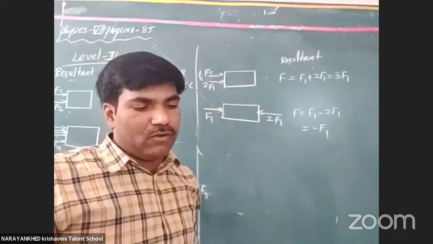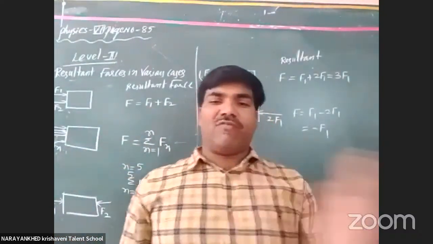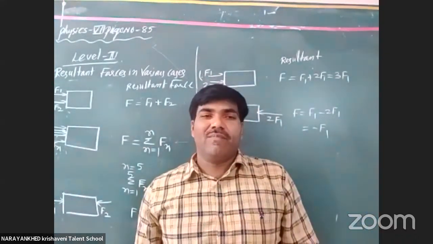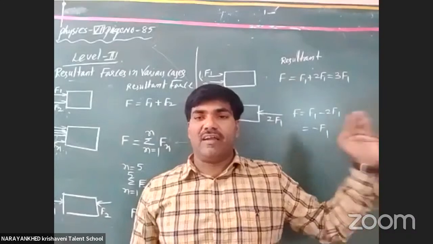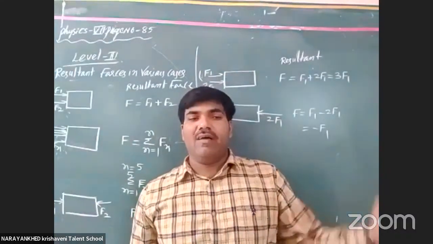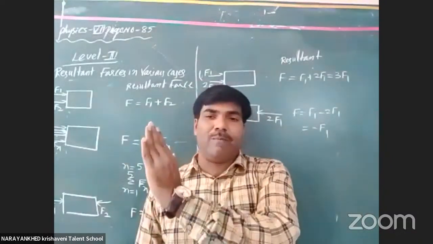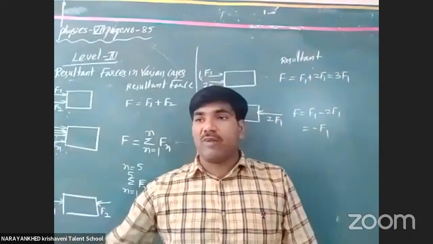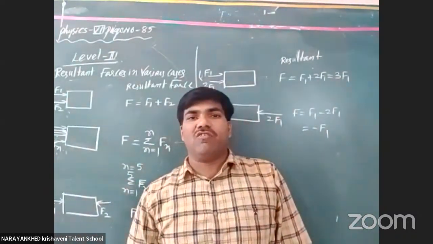In the 14th problem, 100 Newton force is working in the east direction, and 50 Newton force is working in the west direction. The body moves in which direction, west or east? East direction. Why? Because on the east side 100 Newtons are there, on the west side 50 Newtons are there. The greater force is on the east side, so the body moves on the east side only. Got it or not? Where there is a greater force, at that particular situation only the body moves.